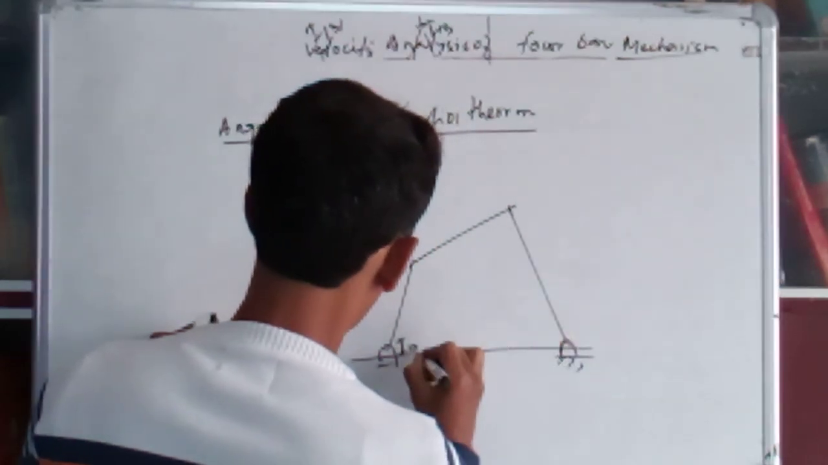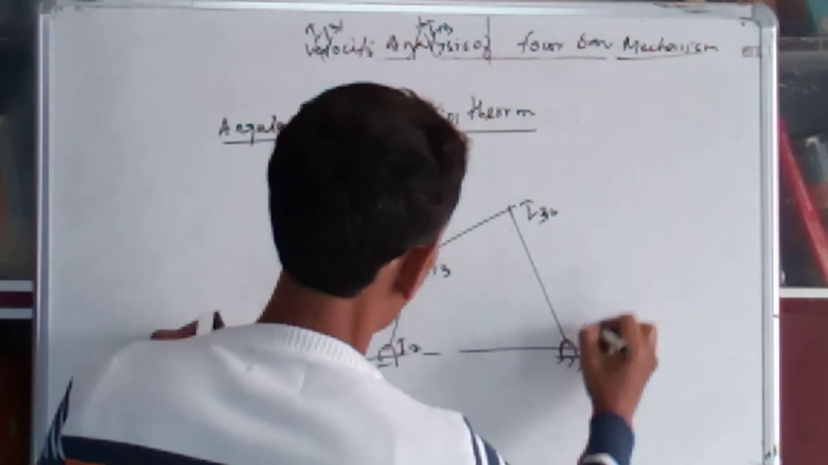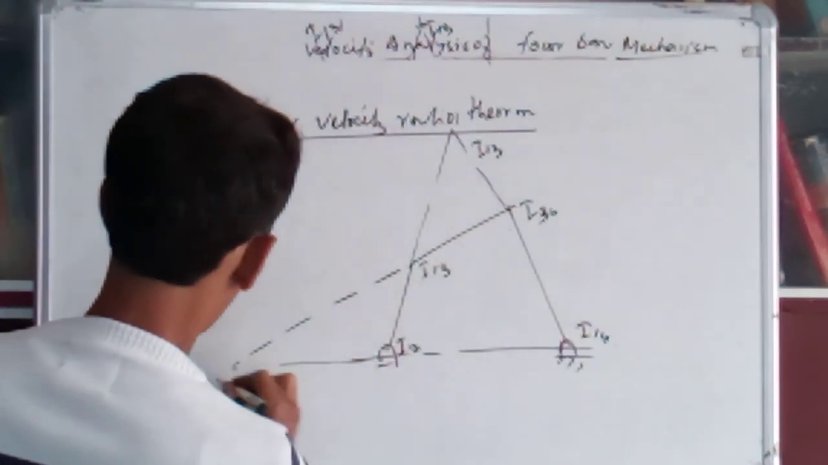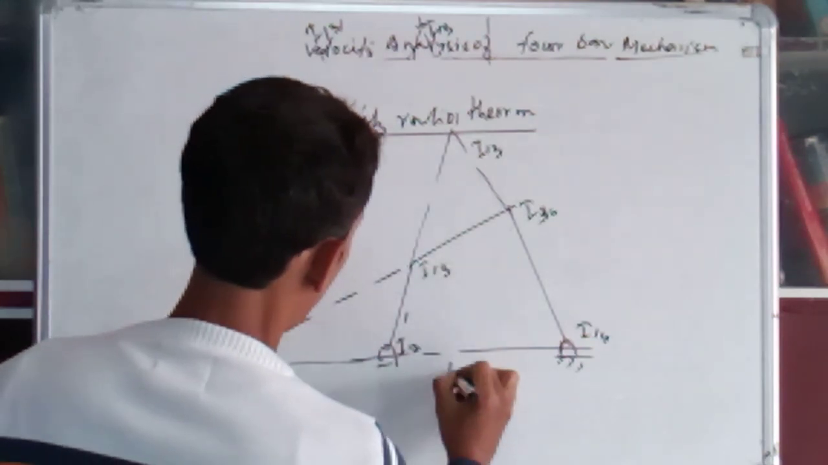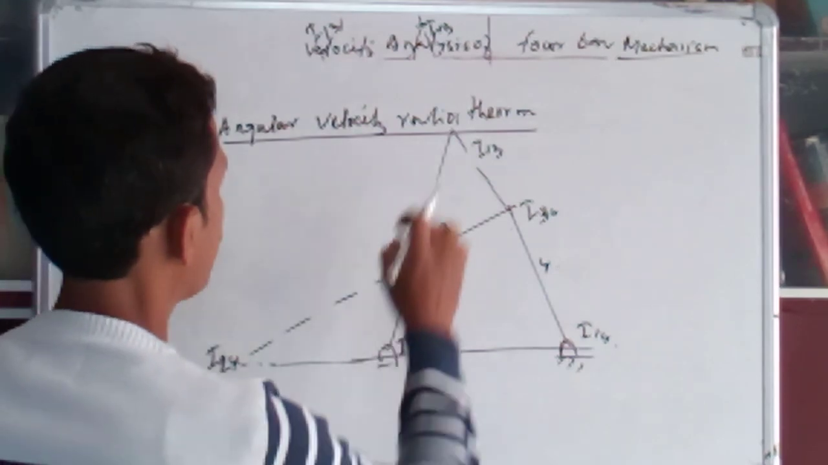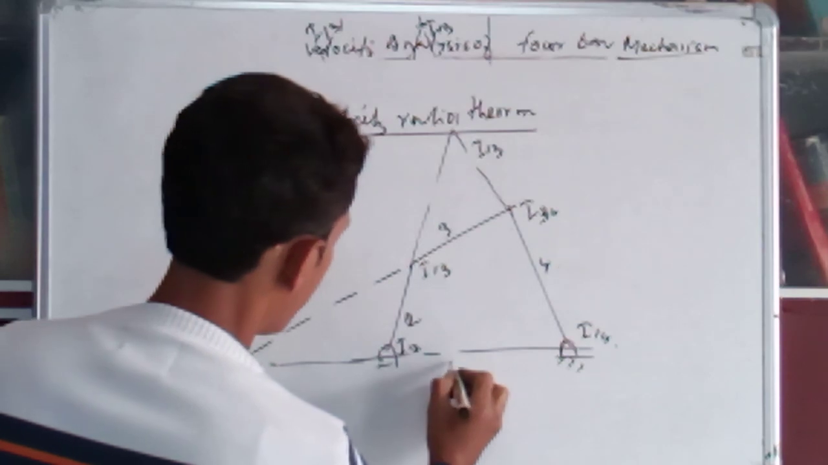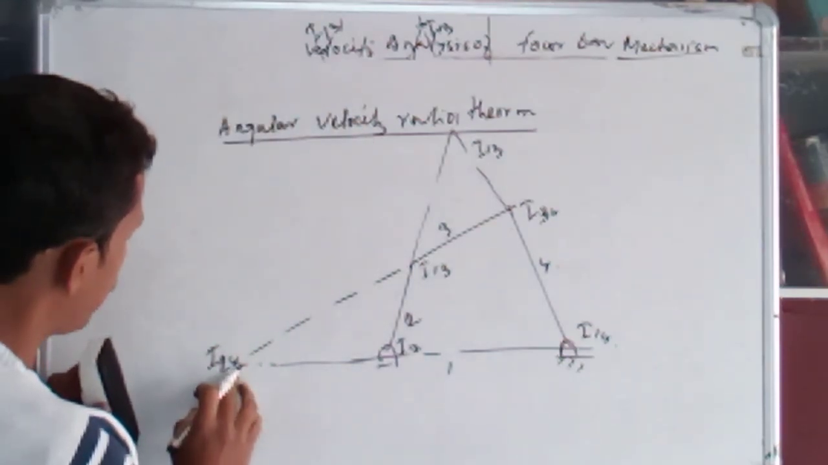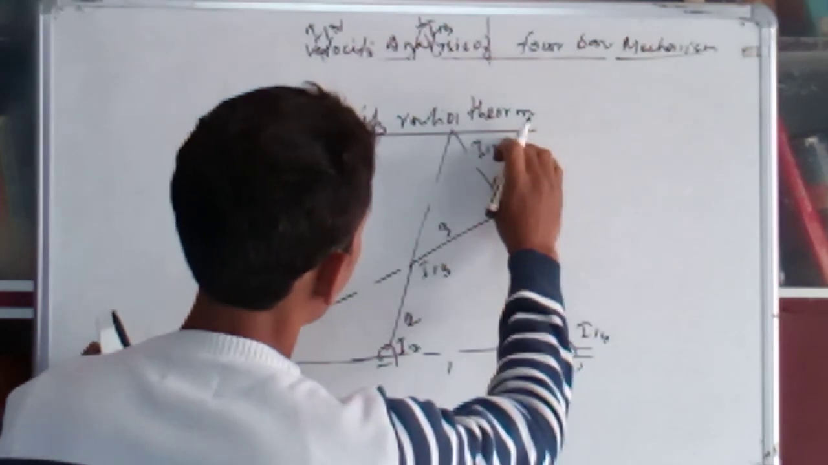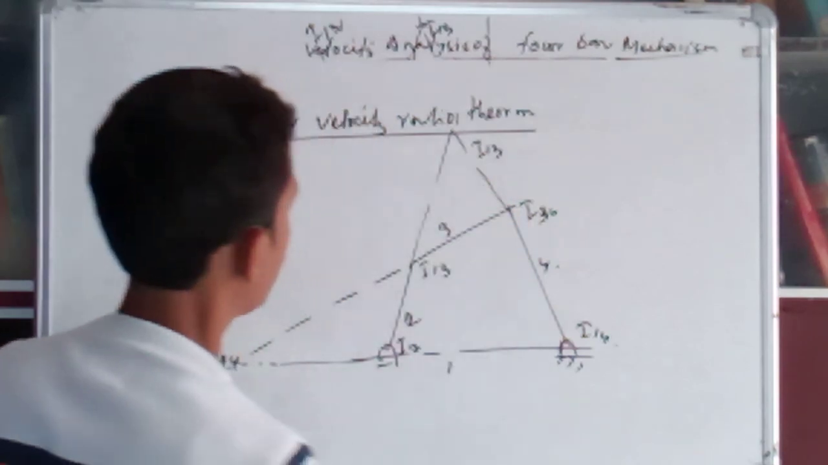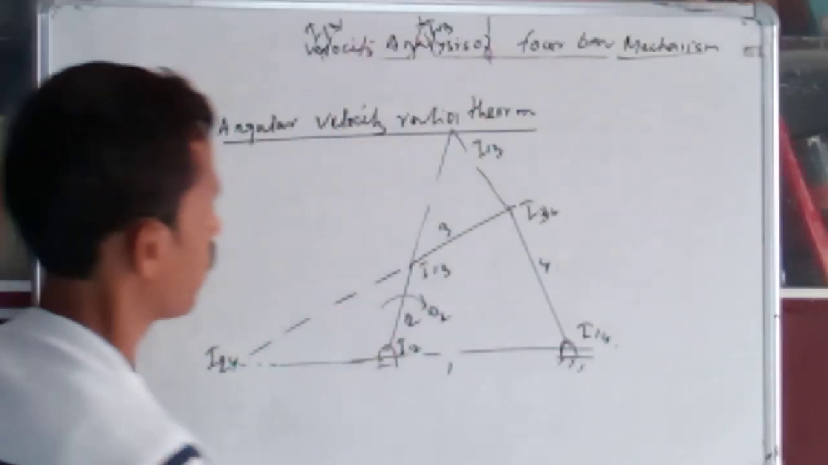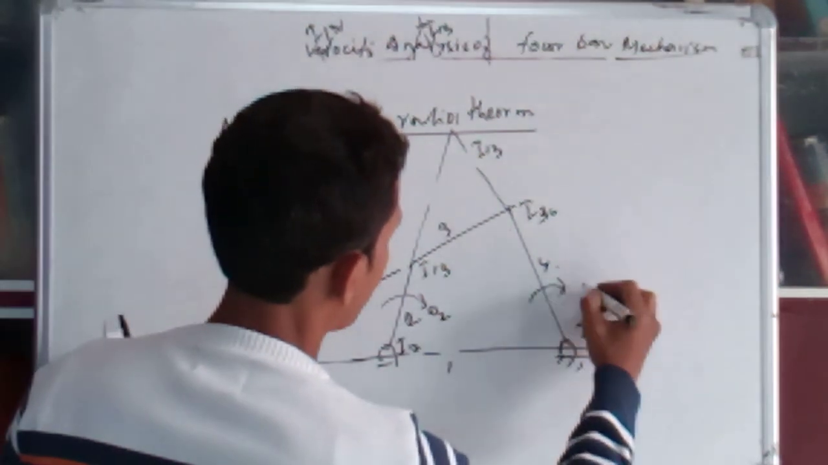So there is I12, I13, I34, I14, I24, so 1, 2, 3 and 4. Now how to find out the angular velocity ratio? We have to find out the angular velocity ratio theorem. Now we can see that instantaneous center I24 is between link number 2 and link number 4, and instantaneous center I13 is between link 1 and link 3. Now suppose this link is rotating with some angular velocity, suppose omega 2, and this link is rotating with some angular velocity, that is omega 4.